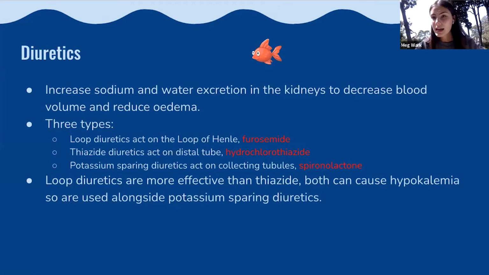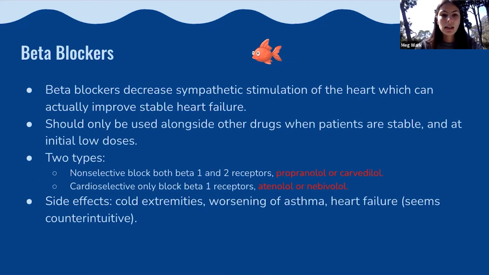Because you actually haven't done the anatomy of the kidney yet, you don't really need to know the actual locations that these act on. Just remember that there's 3 different types and remember what their names are, but don't worry too much about the specifics. Just need to know that loop diuretics are more effective than thiazide diuretics, so they work better. They can both cause hypokalemia, so that's why they're sometimes used alongside potassium-sparing diuretics, which don't cause hypokalemia, so they balance each other out.